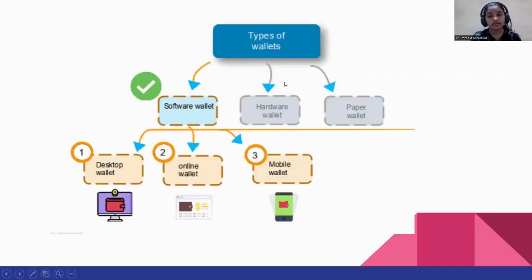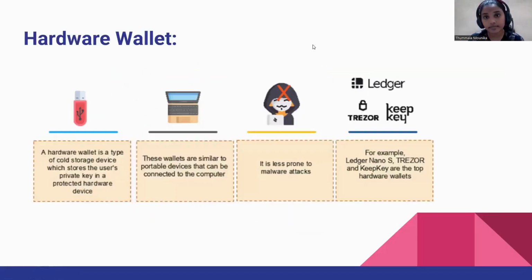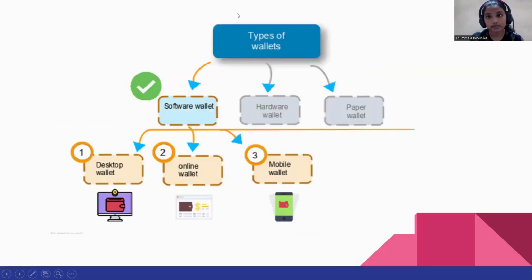Types of wallets. Software wallet. A software wallet is an application which can be downloaded on a device. The device can be a desktop or a mobile phone, or it can even be a web-based wallet that can be accessed online. This software wallet can be further divided into desktop wallet, online wallet, and mobile wallet.